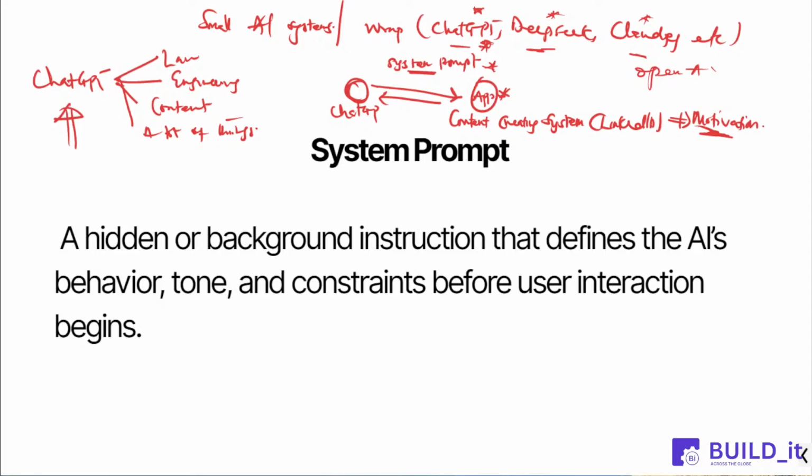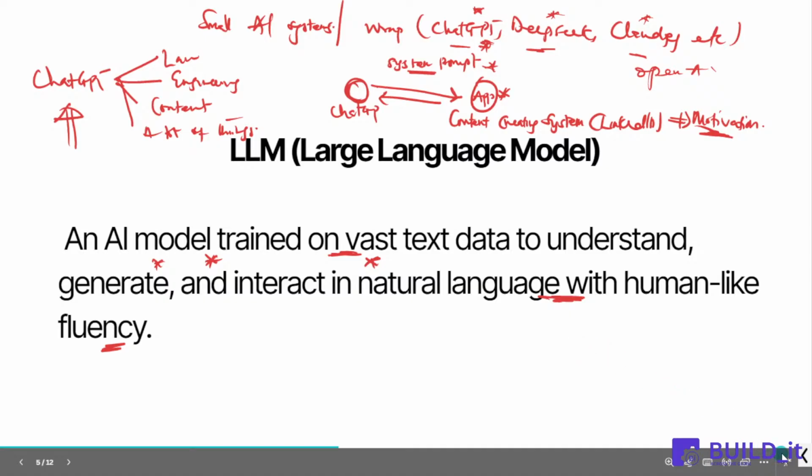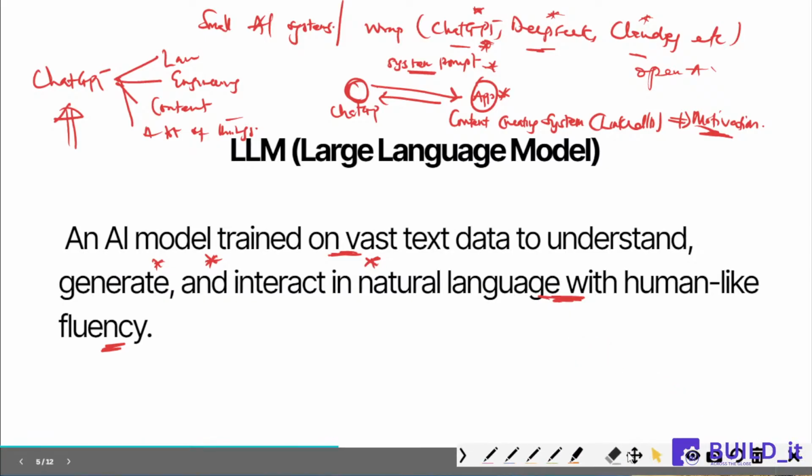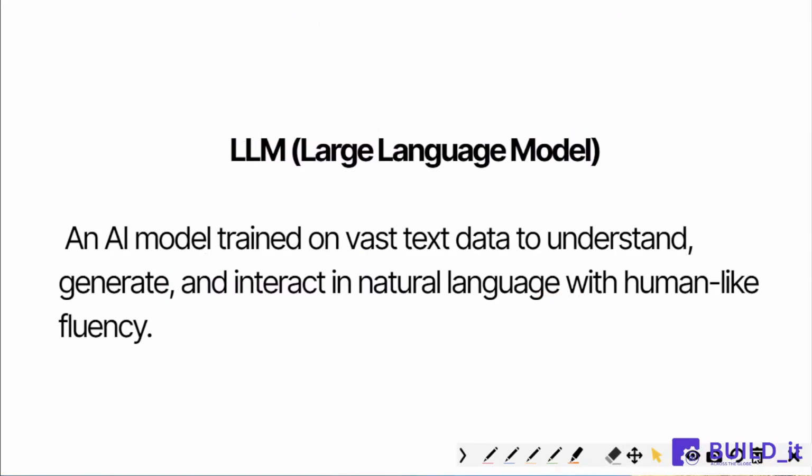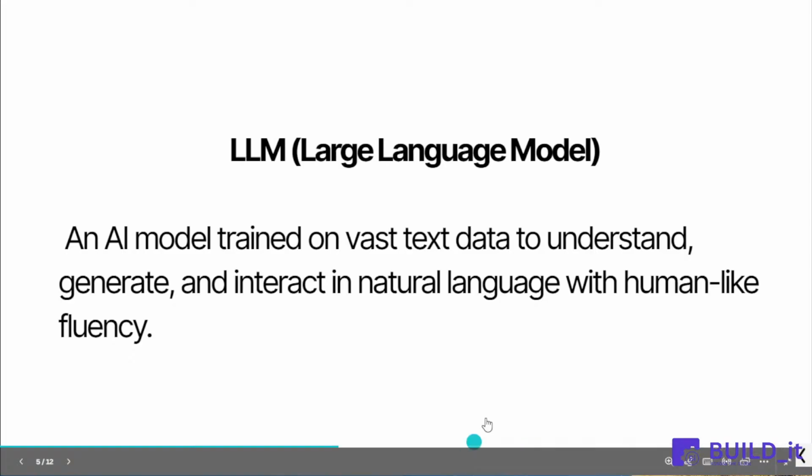You get it? Good. So the system prompt, once again, is a hidden or background instruction that defines the AI's behavior, tone, and constraints before user interaction begins. Right. Good. That's what we mean by a system prompt. So I just explained system prompts, and I've already also explained large language models.